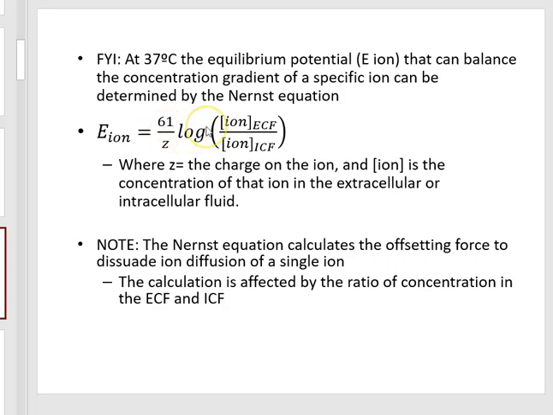And what we're going to do is, for any ion, so we'll start with potassium, we'll think of what is its concentration in the extracellular fluid at equilibrium, what is its concentration in the intracellular fluid, how many charges does potassium have, and that's 1. So it's going to be 61 times the logarithm of potassium's extracellular versus intracellular concentration. And so this is going to give us basically the offsetting force that would dissuade an ion diffusing.